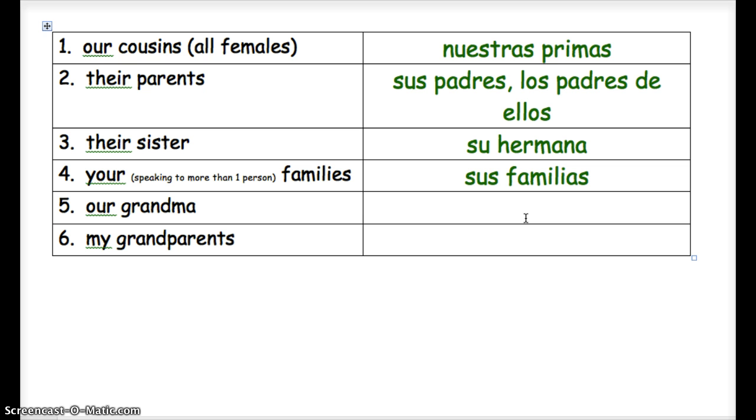Our grandma. Abuela is grandma. Our, nuestro, but we need to make it agree. Nuestra abuela. So feminine, feminine, singular, singular. My grandparents. Mis, since we're talking about abuelos, more than one person. Mis abuelos.